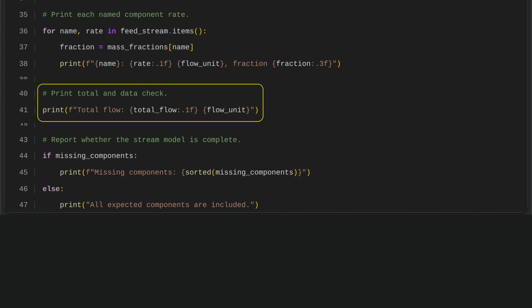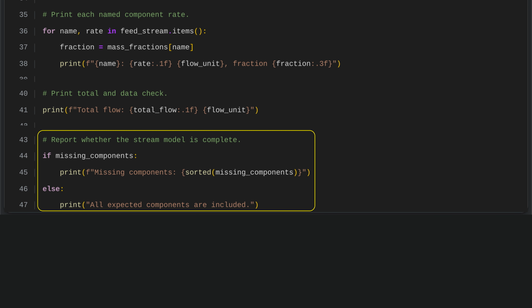The code reports the total flow rate of the feed stream components. It formats the value to 1 decimal place and labels it in kilograms per hour, making the result clear and easy to read. The code verifies that the stream model contains every expected component. It compares the expected components with those present in the feed stream, reports any missing items in sorted order, and otherwise confirms that the model is complete.